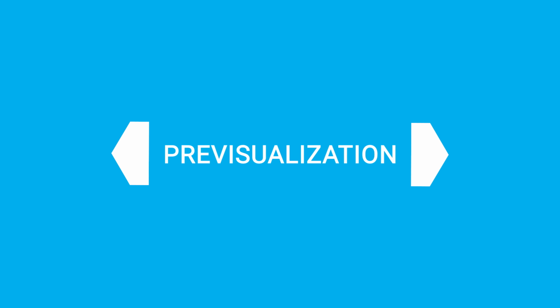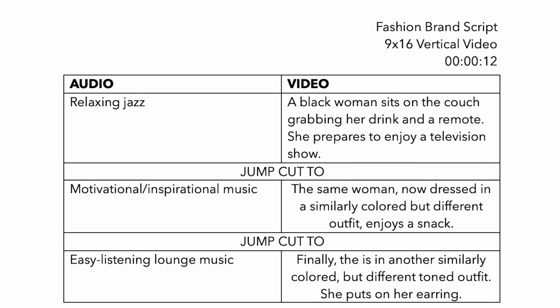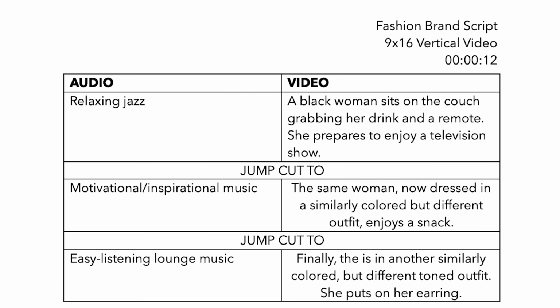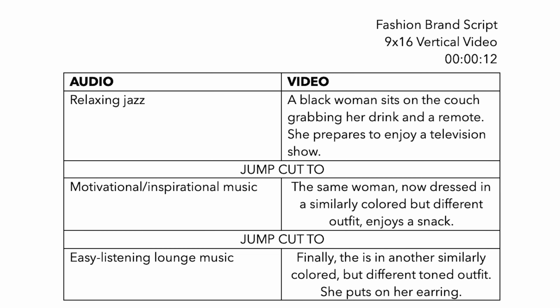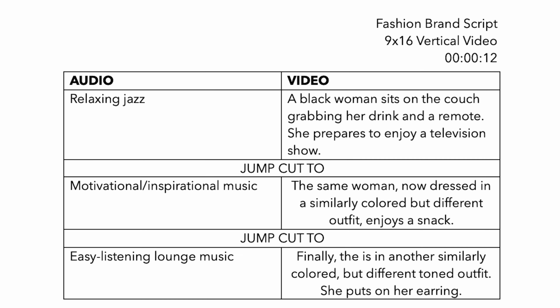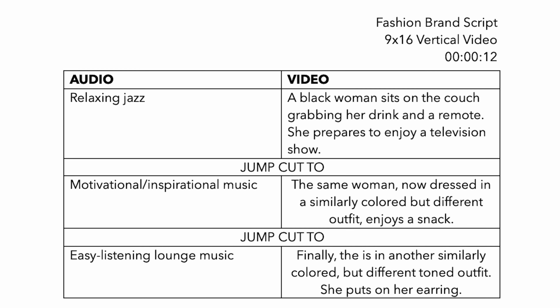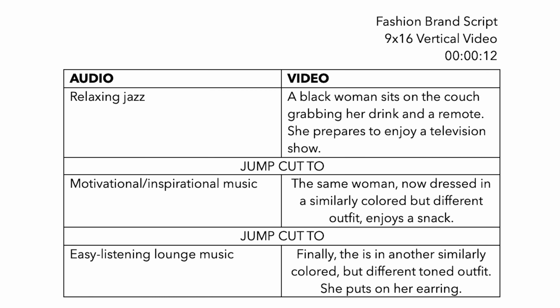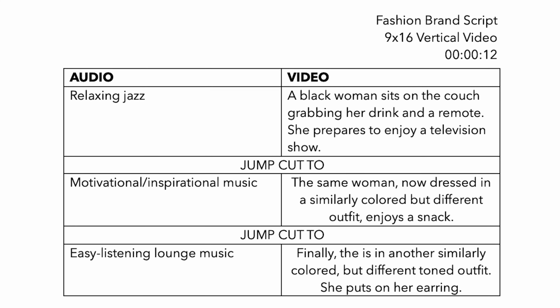Okay, let's talk about pre-visualization. So for this project, I went in with my script where it was basic, just bare bone information, right? So I have a Black woman sits on the couch, grabs her drink, a remote, she prepares to enjoy a TV show, jump cut to same woman, different outfit, enjoying a snack. Jump cut to finally, the same woman is in another outfit, and she puts on her earrings.